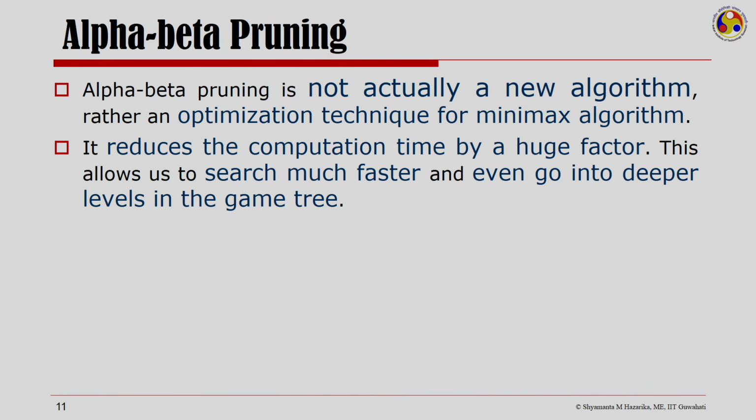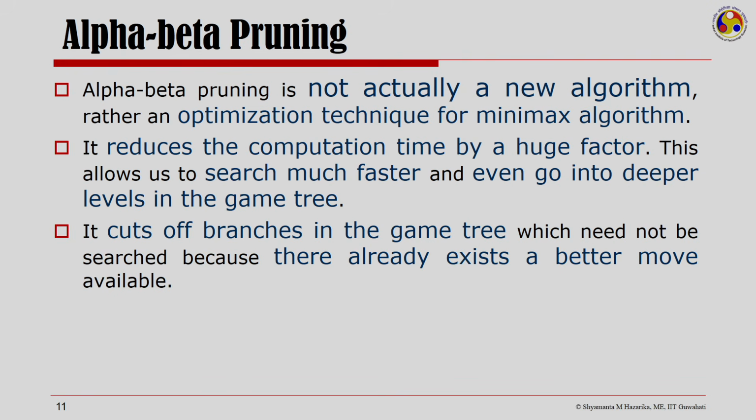Alpha beta pruning therefore reduces the computation time by a huge factor. This allows much faster search, and then we can even go deeper into the game tree. That is, if we had thought of only computing up to level 4, alpha beta pruning would allow us to compute to double that level. It cuts out branches in the game tree because these need not be searched. There already exists a better move.